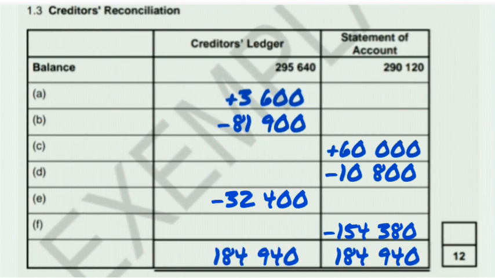Then lastly, we are going to total our creditors ledger and our statement of accounts, which by the way need to be the same amount because we are recording the same things in both of them. So if they are correct, both of the totals are going to be the same, or they're going to be equal. So we total them with 184,940 on the creditors ledger and the same 184,940 on the statement of accounts.